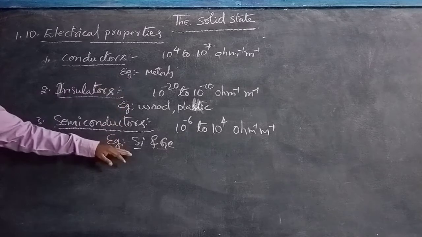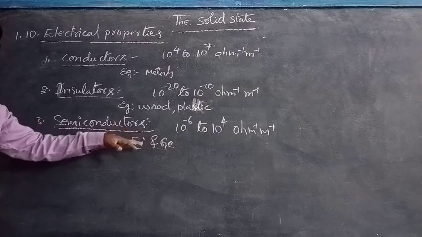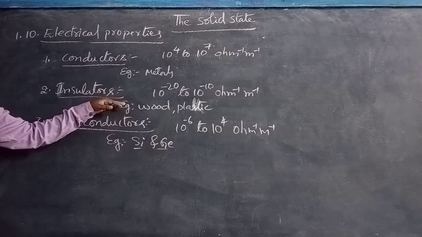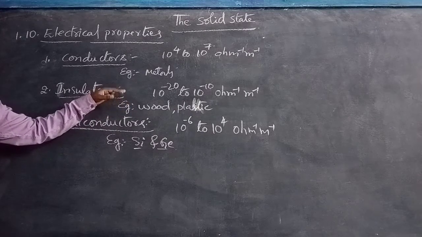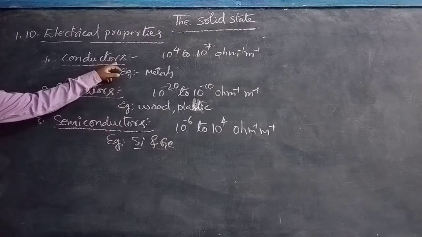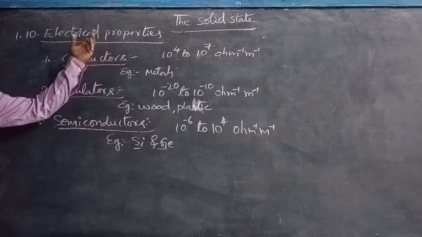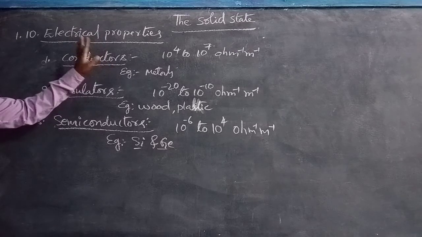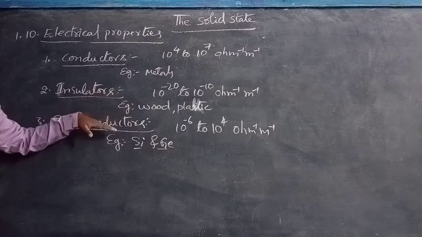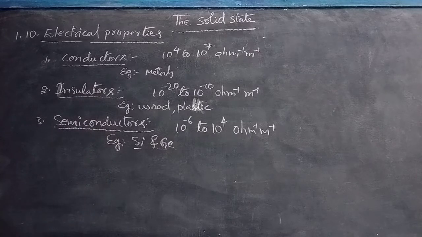When we apply heat to these, the conductivity increases. Here also, with more temperature, this can sometimes act as a conductor. But when the temperature is increased here, the structure becomes disordered, so it is not conducted. So with the application of temperature, these can be converted into conductors.